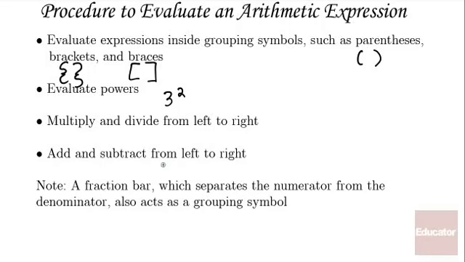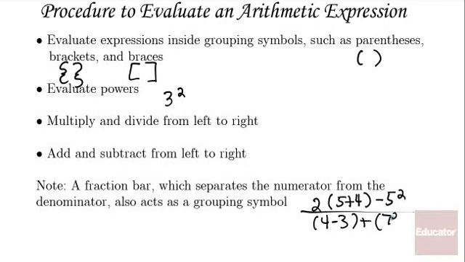One note, a fraction bar can actually function as a grouping symbol. For example, I could have the expression 2 times 5 plus 4 minus 5 squared divided by 4 minus 3 plus 7 squared plus 9. In this case, this fraction bar is a grouping symbol. What it's doing is separating the numerator from the denominator.